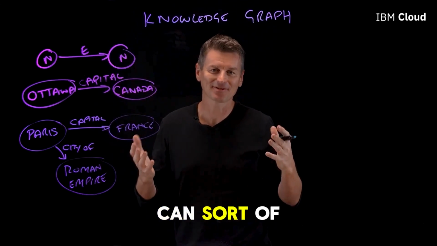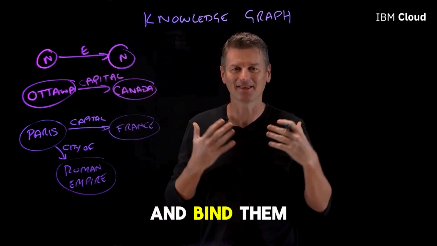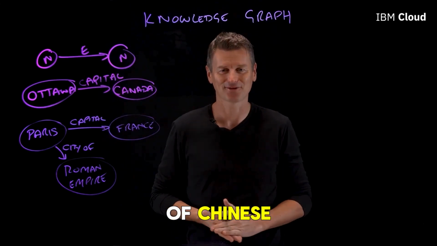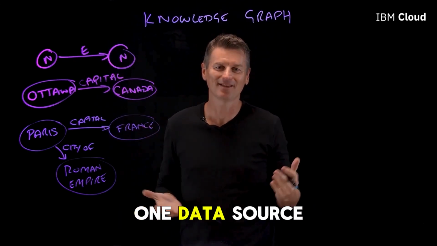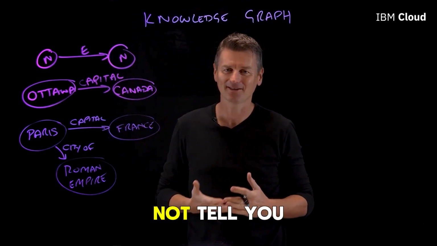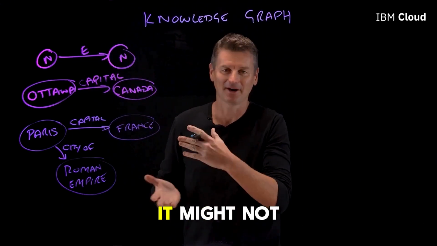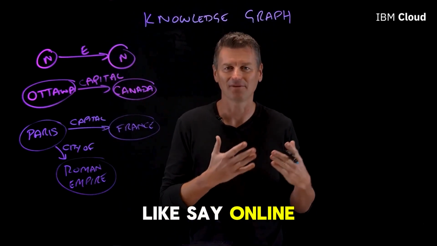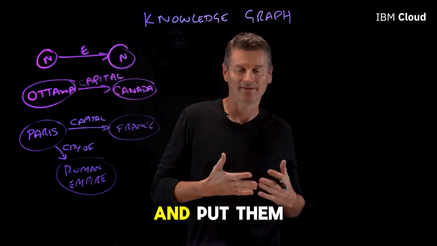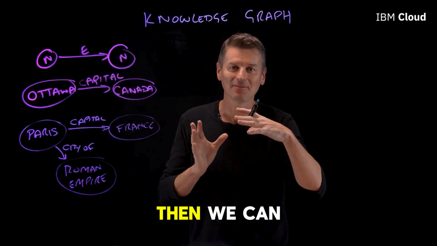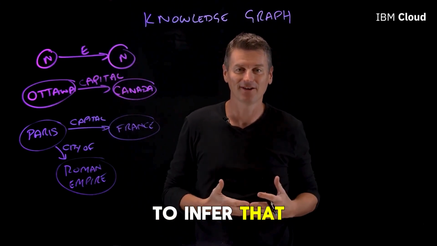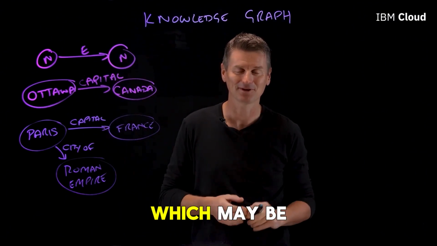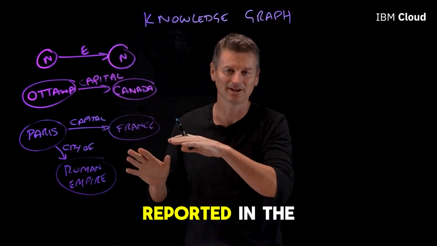And knowledge graphs can take different data sources and bind them together to infer missing facts. So let's say you're trying to predict the number of Chinese restaurants in New York City. You could use one data source, let's say census data, but that might not tell you the whole story. It might be out of date, it might not classify everything correctly, and so forth. So if we add a second data source, like online reviews about all the different restaurants and put them all in a knowledge graph, then we can use statistical methods to infer that actually there are 2,900 restaurants serving Chinese food in New York City, which may be a lot different than what was reported in the census data alone.